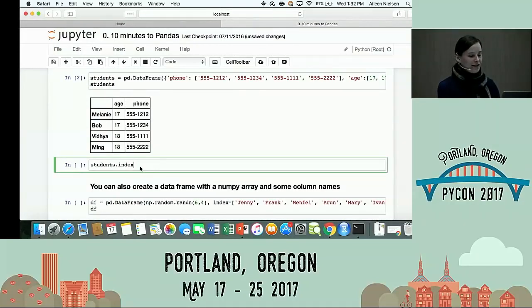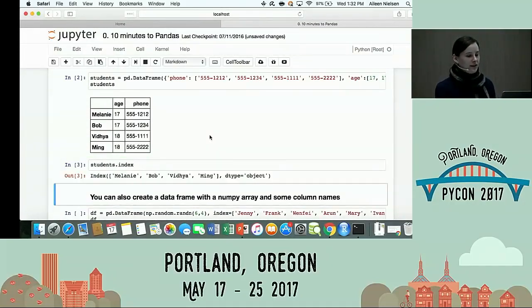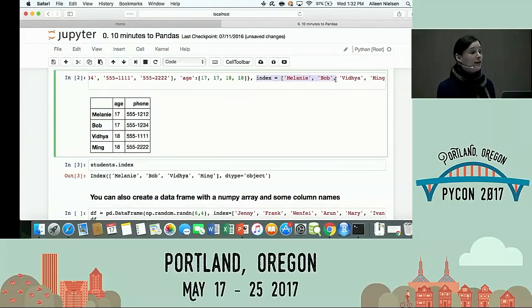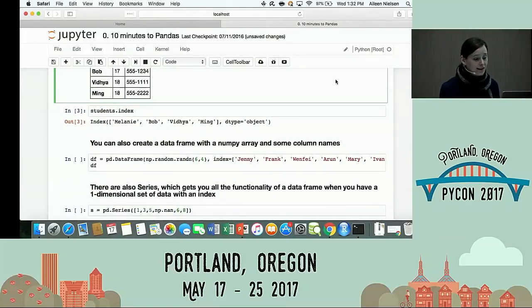Every data frame has an index. If you don't know what it is, you can take a look at it. In this particular case, up here I actually assigned my index. It's important to understand that indices exist and that we can use them. We're going to use them today to index by time. So that's why I want you to know about indices.